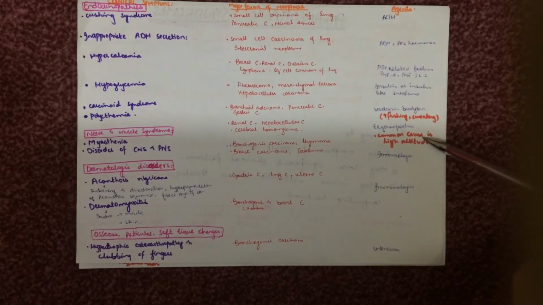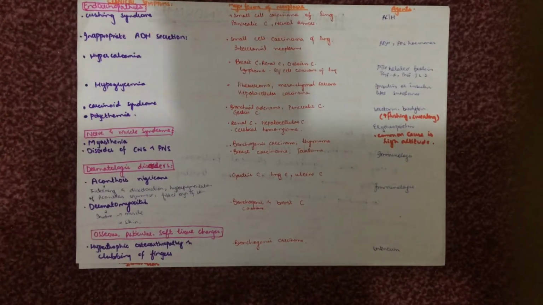And polycythemia, that is renal carcinoma or hepatocellular carcinoma, the agent is erythropoietin. Its common cause is high altitude. Let's discuss the nerve and muscle syndrome.